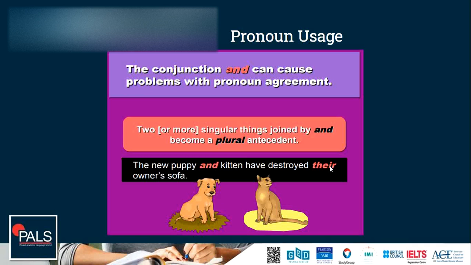So those are the only things you have to remember when it comes to pronoun usage. The concept about the antecedent is really important to remember when you're dealing with pronouns, also with gender, and also with number. So if you remember those three things, I'm sure you will be able to manage all questions regarding pronouns.